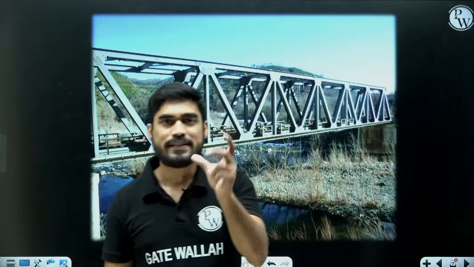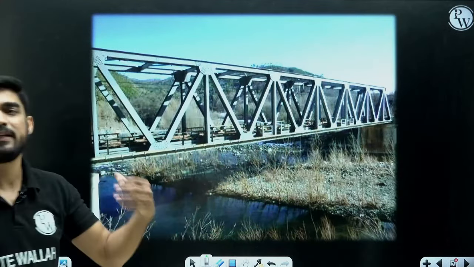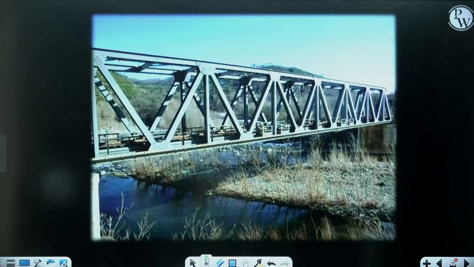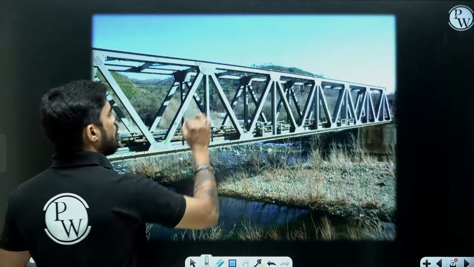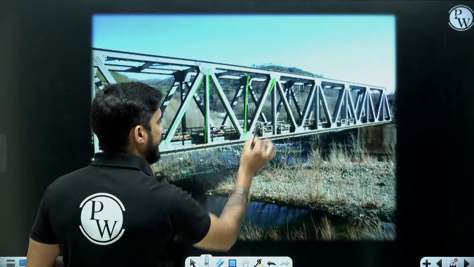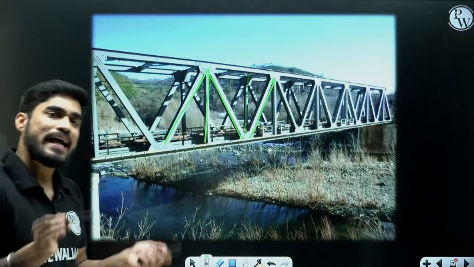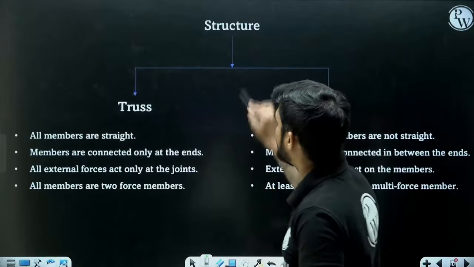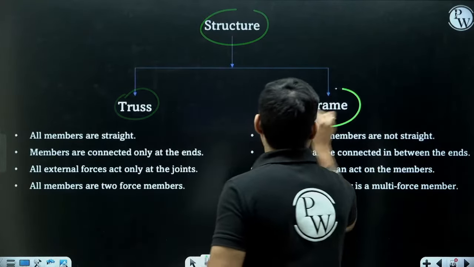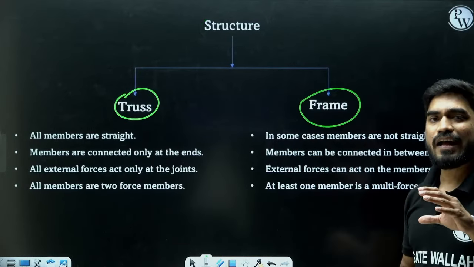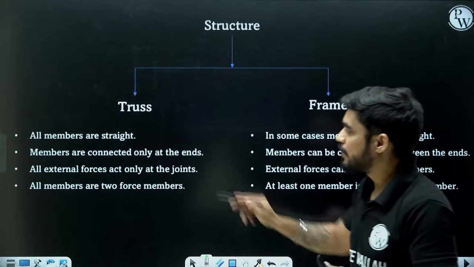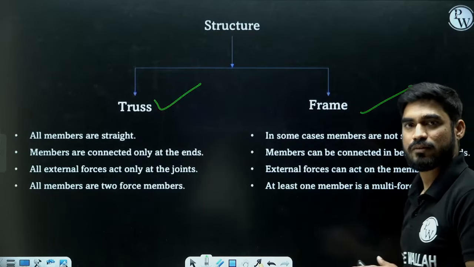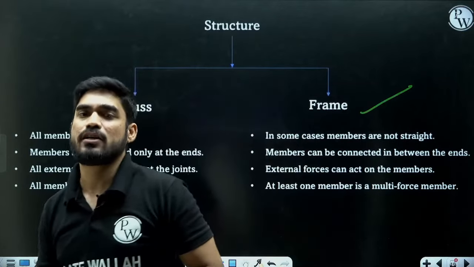Okay. So in order to design these members, in order to find what should be their diameter, what should be their area, what should be the material of these members, we need to first find out how much force each member will be carrying. So that is known as the analysis of truss or analysis of frames. Now, why have we divided the structure into these two categories? It is because the procedure of analysis, the procedure of finding the force in each member, is different in this case and in this case. That is why we have these two categories of structure.